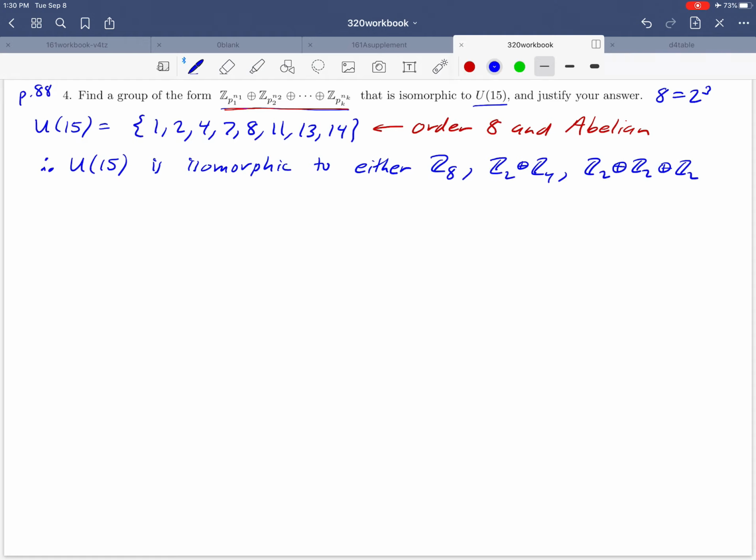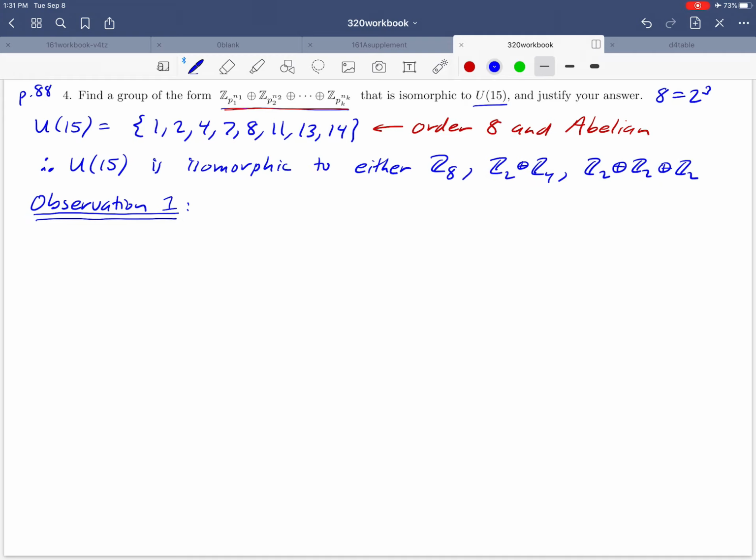We know it's one of the 3. If we can rule out 2 of them, then we know what U of 15 is isomorphic to. We're going to do that through just a series of observations here. And I want to emphasize that the method that I'm showing you here is not the only way. There are a lot of ways you could go about this. This is just one of several different approaches that you might take.